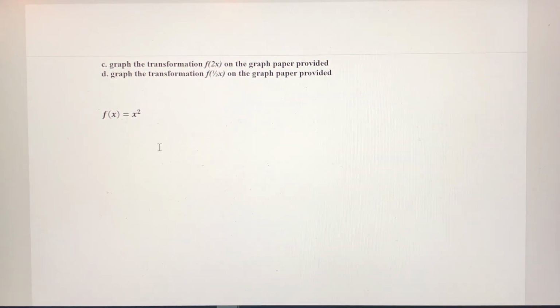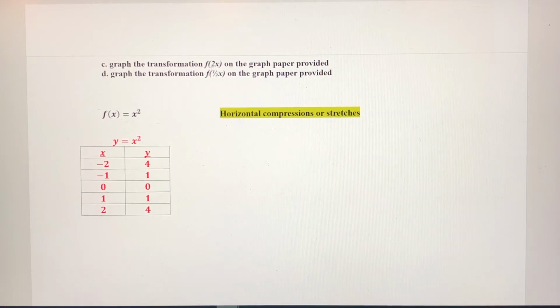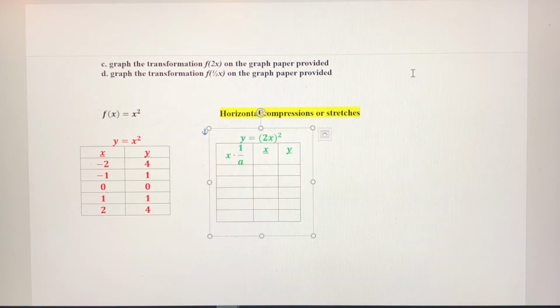So just like before, we've got our basic table of values here for our parent function, this quadratic, all right? So we're dealing with horizontal compressions or stretches. So I'm going to replace x in this function with 2 times x, okay? So notice we're not just squaring the x this time, we're squaring whatever 2 times x is, okay? So remember, we're going to multiply the x-coordinate from our original function times the reciprocal of that a value. So we're going to be multiplying by 1 over 2, all right?